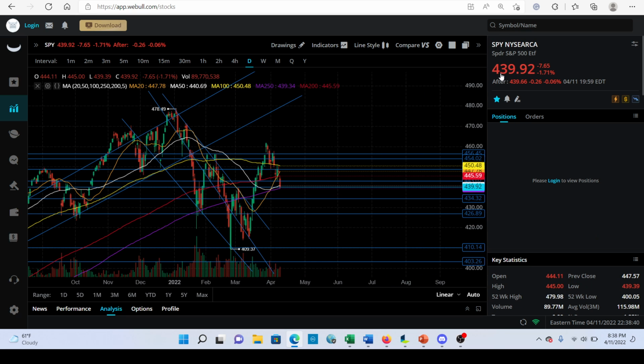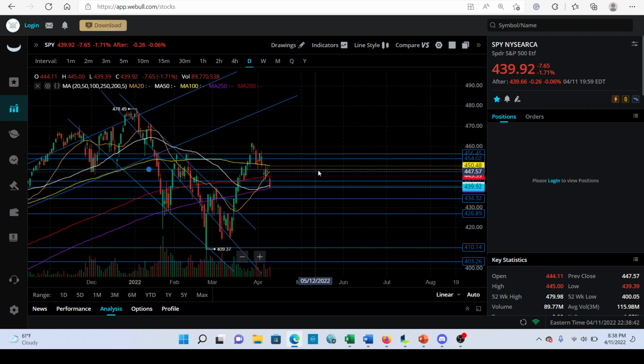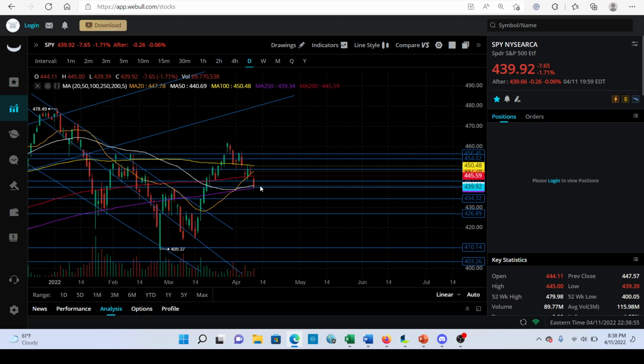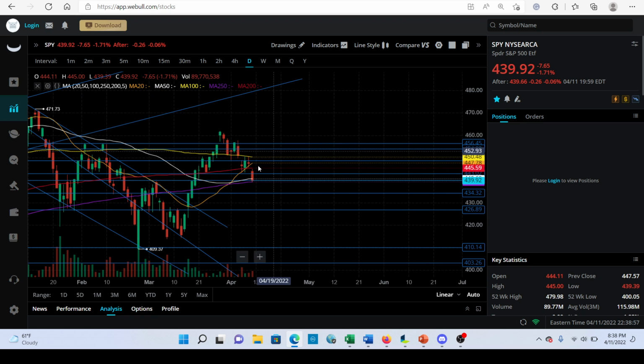So when we look at 439.92, what significance does that have? We're going to look at the 50-day right now. It's actually slightly above the 50-day. So that's okay, I guess. But I was kind of predicting that it would fall to around 440 today, just because the key level that I was looking at is this right here.